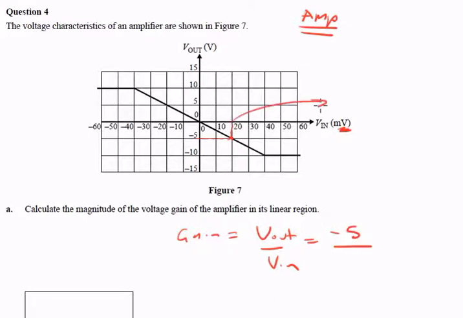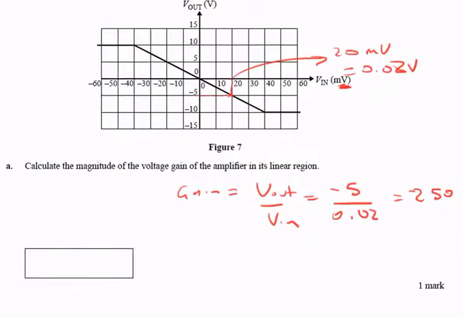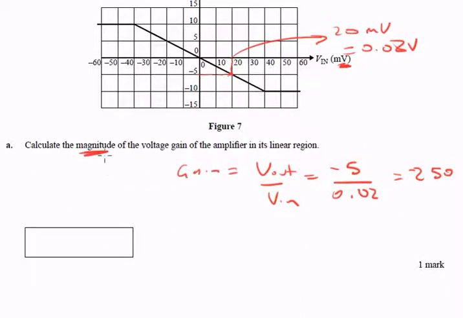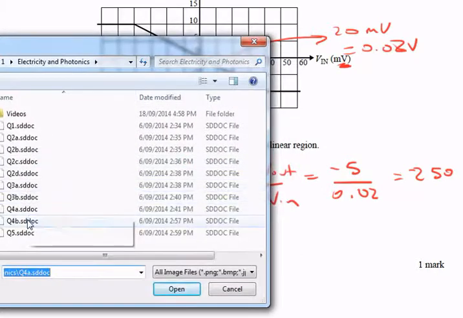Now 20 millivolts is equal to 0.02 volts. And when I do that calculation on my calculator, I get -250 as my gain. And it's asked for the magnitude, so we just want the number, 250. Alright.